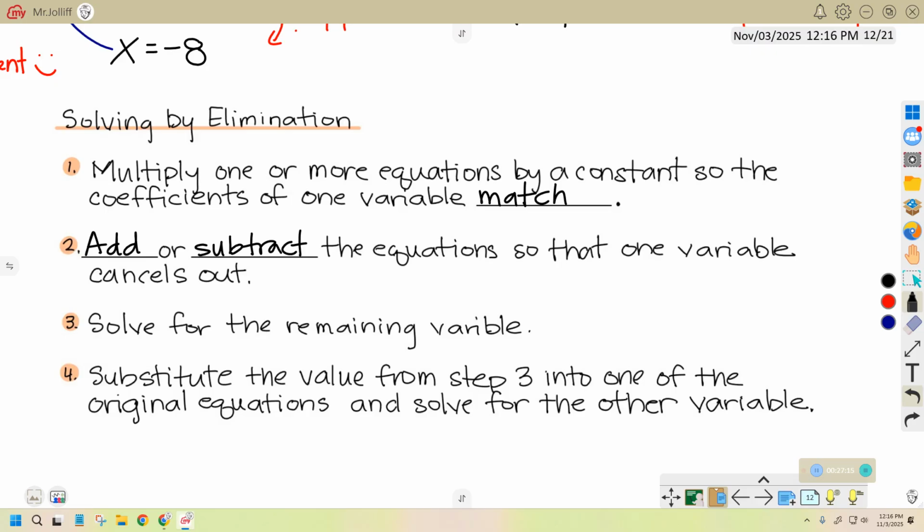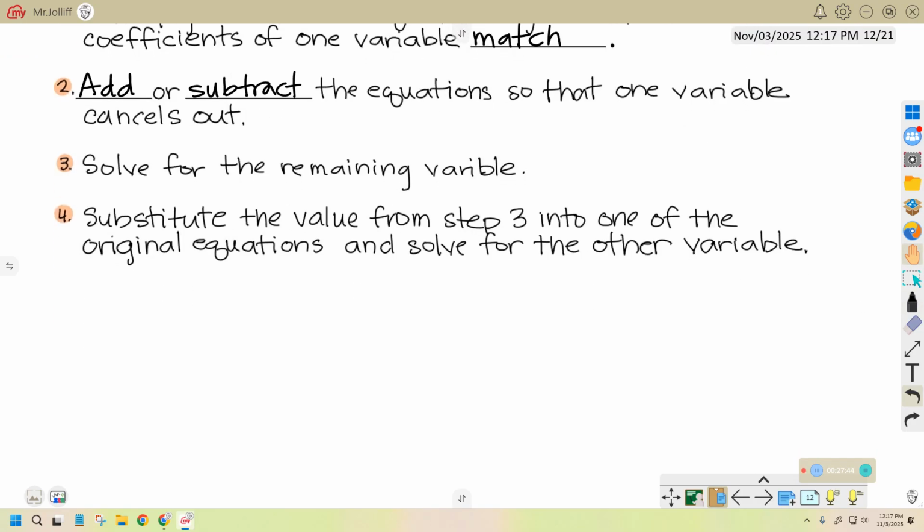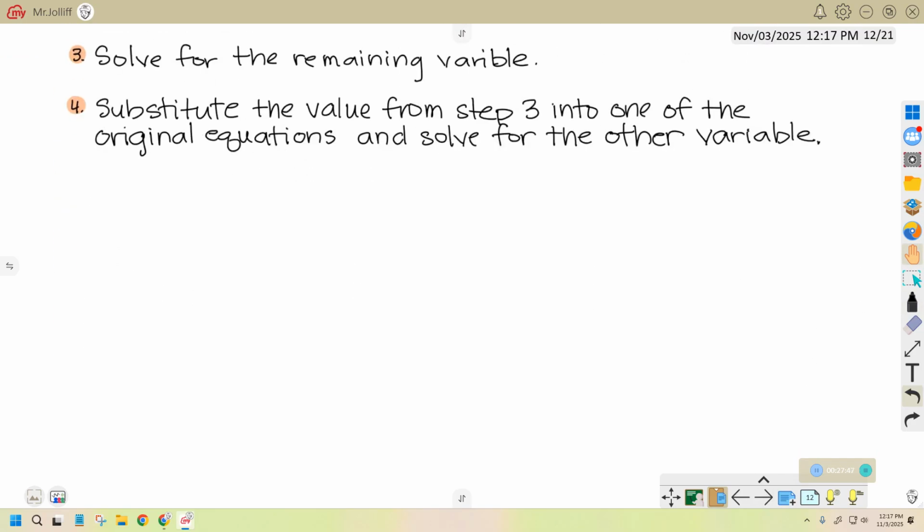Just like the substitution method, once I have found one variable, I have to go back to my original equations and substitute it in to find the other. So elimination is first step elimination, second step substitution. We're going to do a whole bunch of these examples. We'll get started today. What we don't finish, we'll do for a warm-up tomorrow. Are all the examples on the next page? Yes, they are.